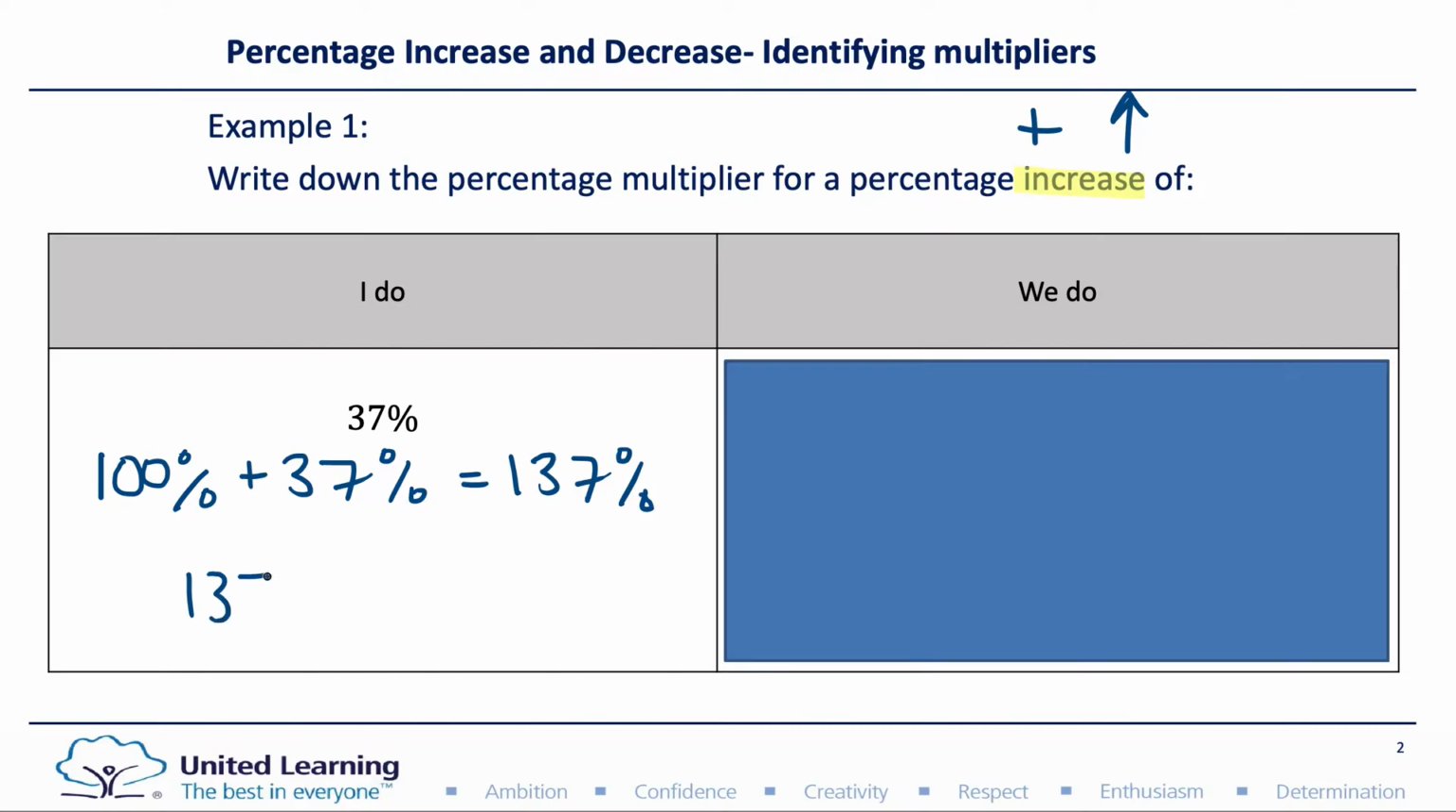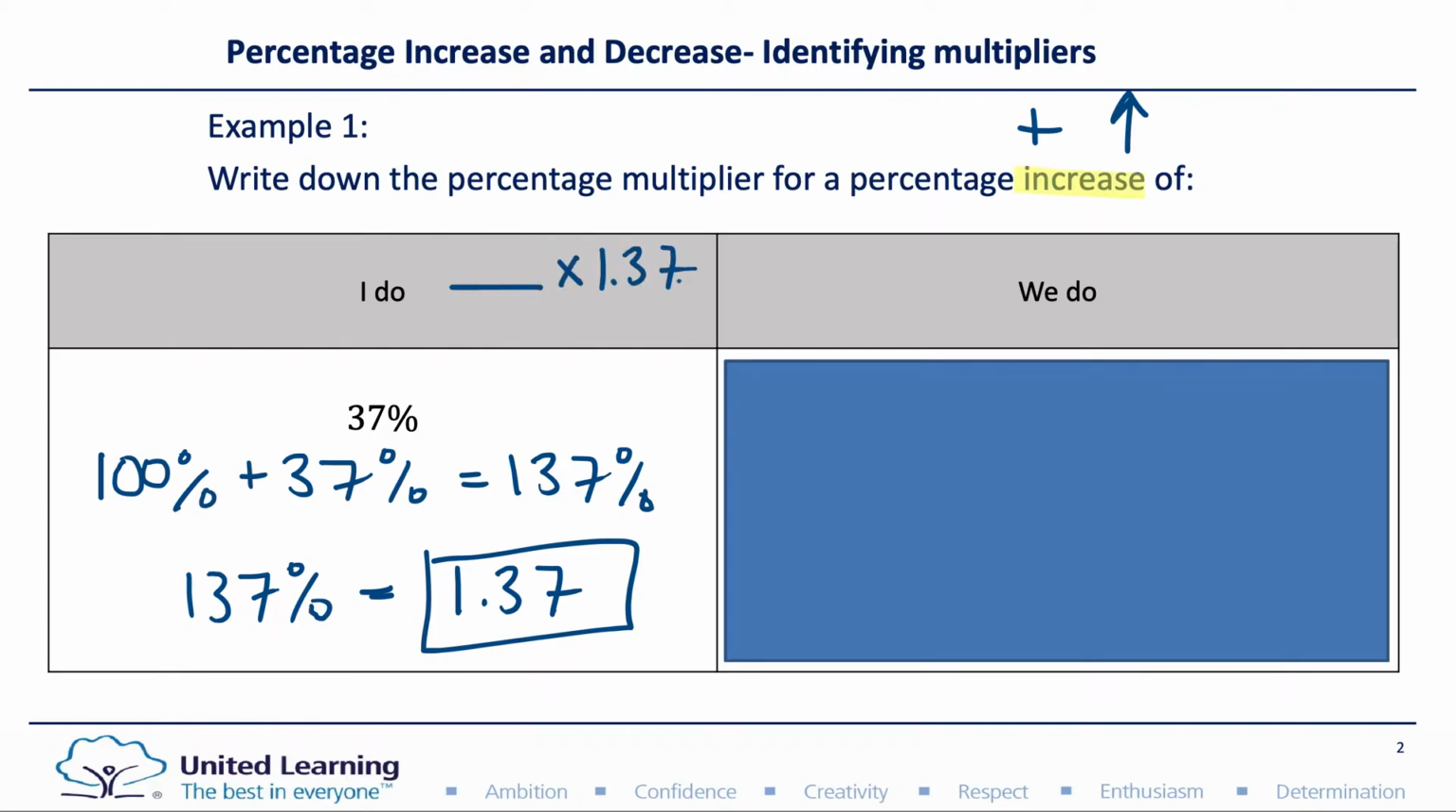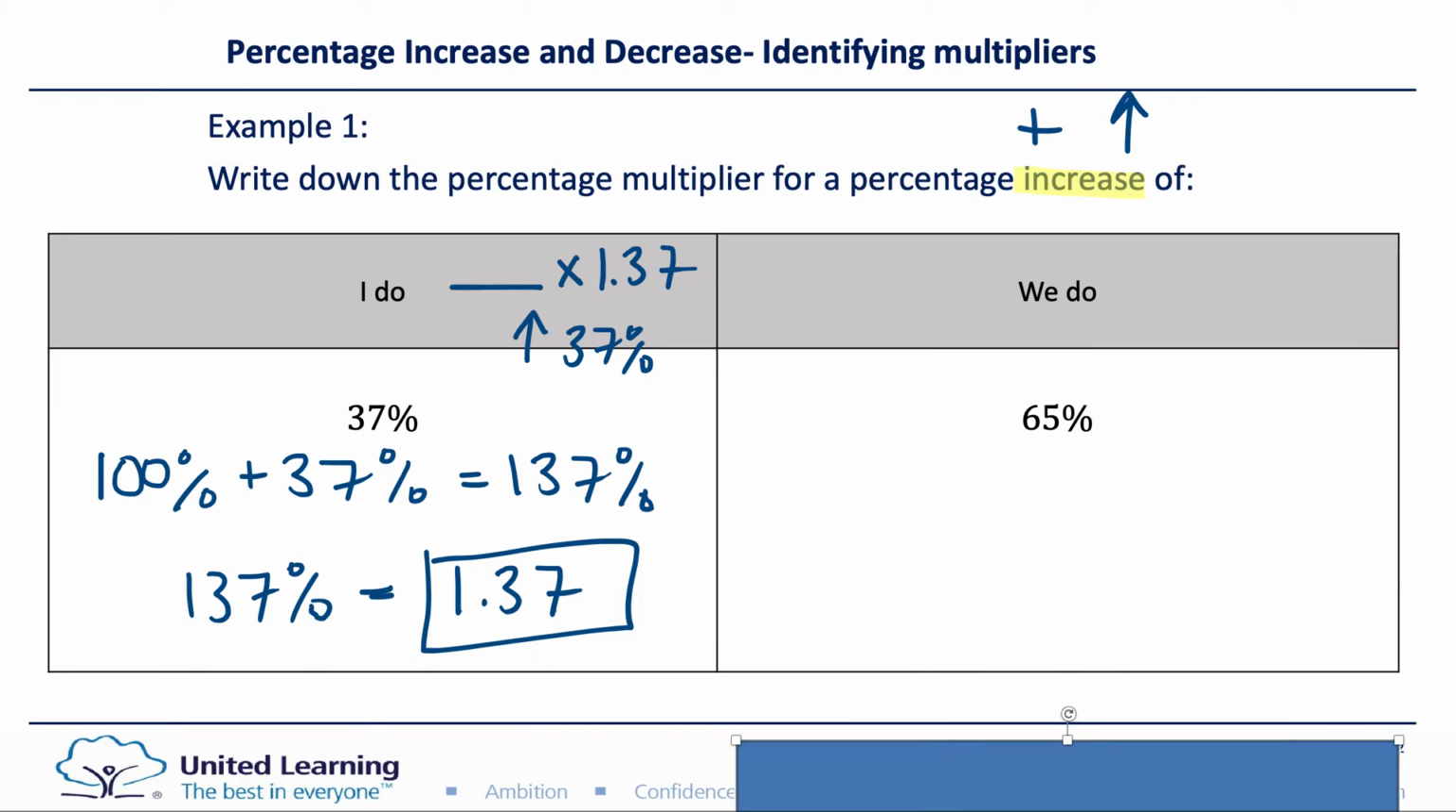All we have to do now is turn that into a multiplier. So think, what's the decimal? The decimal for this would be 1.37. So what we would do is we would take that amount, multiply it by 1.37, and that increases it by 37%. Can you please pause the video and write me the multiplier that would increase something by 65%?